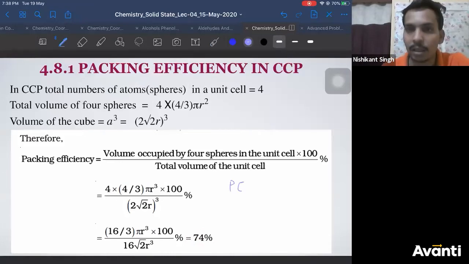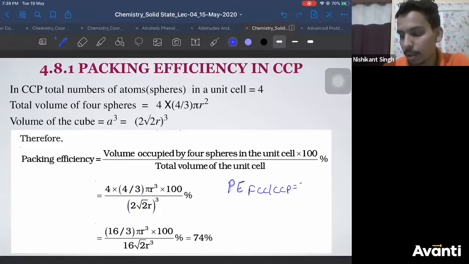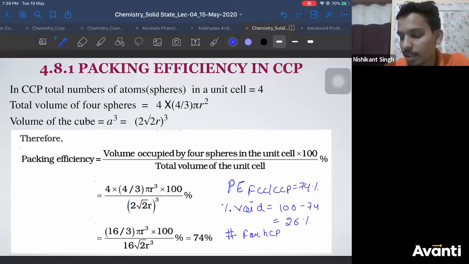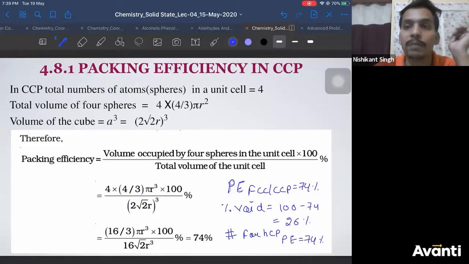So packing efficiency in FCC slash CCP is 74%. What is the percentage void? 100 minus 74, that is 26%, right? And one more important thing, we are not doing the derivation of HCP. We'll do it in advanced class. But remember, for HCP also, your packing efficiency comes out to be 74%. There is a derivation for that, but we are not doing it now.